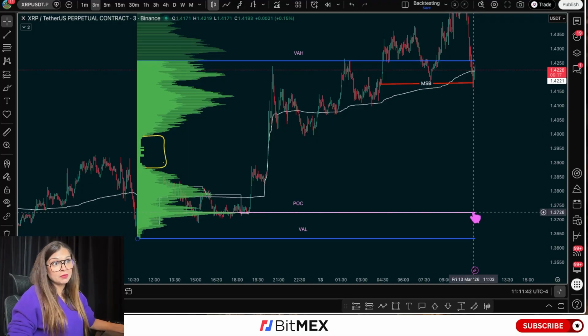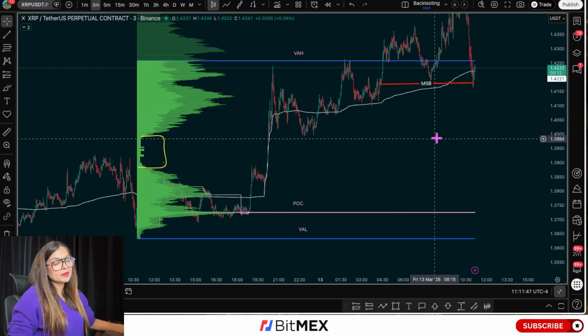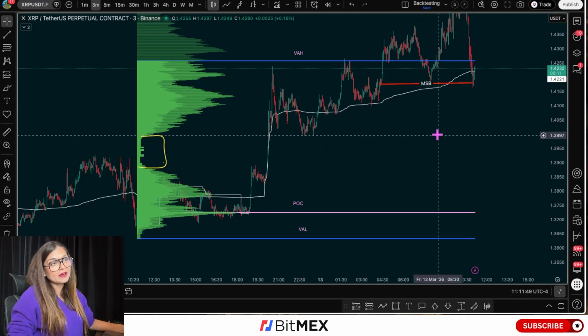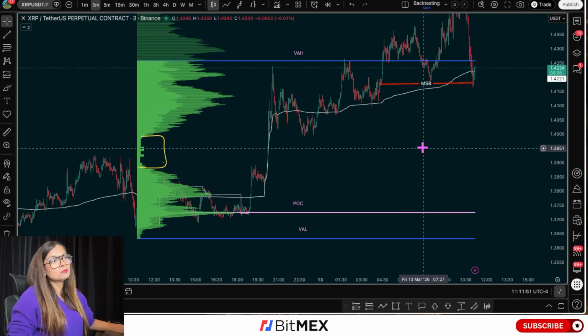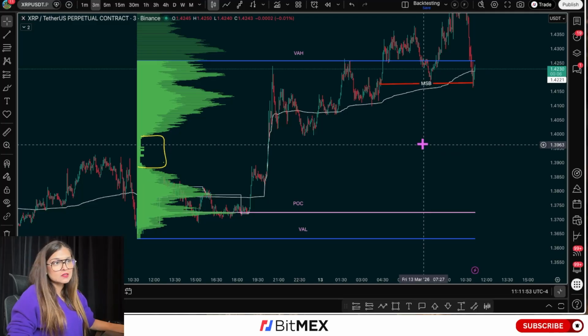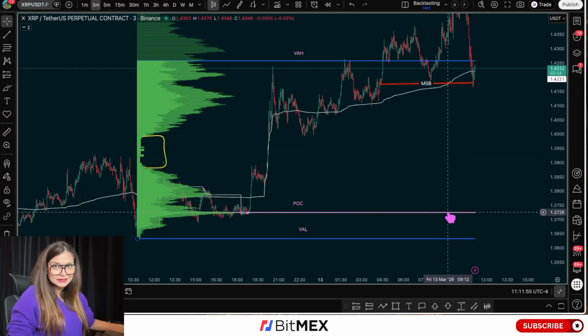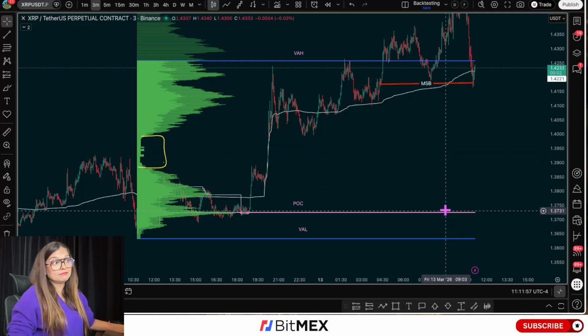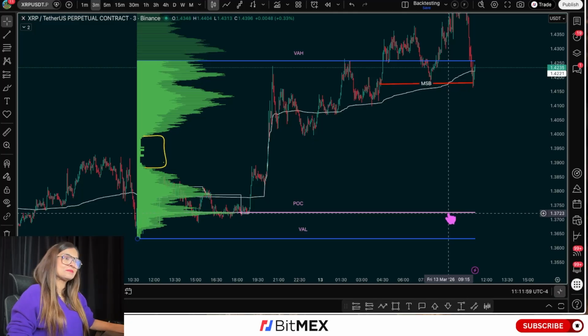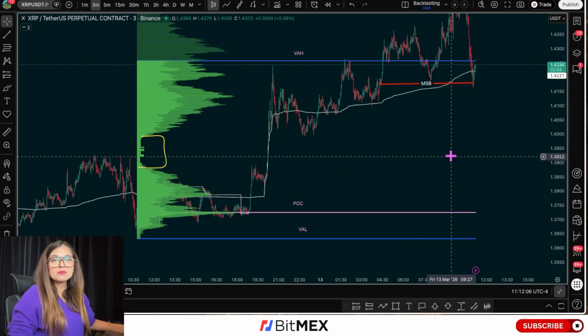Or if participants do not come back here, and let's say, for example, price trades a lot over here, then the point of control will move to over here. So the point of control is not a static range. It is dynamic. It will move to where participants are trading the most.